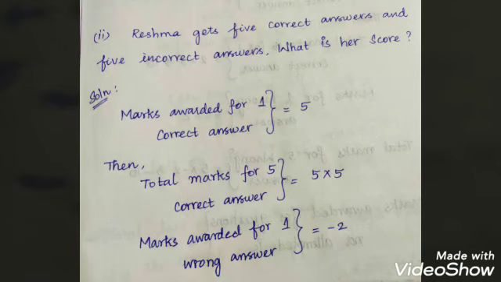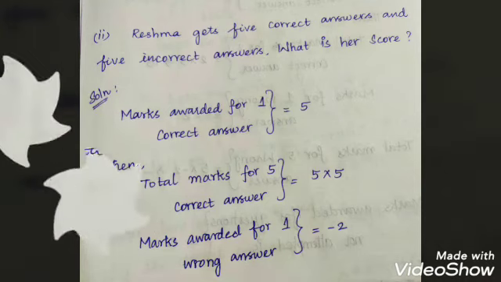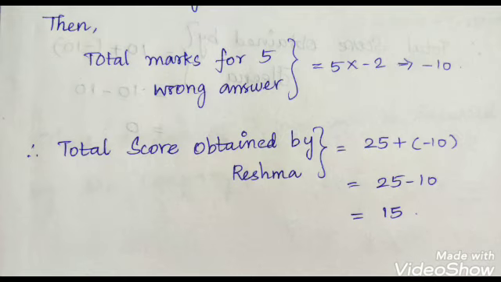Next, Reshma gets 5 correct answers and 5 incorrect answers. What is her score? For 1 correct answer, 5 marks. For 5 correct answers, 5 into 5 gives you 25. For 1 wrong answer, they award minus 2. So for 5 wrong answers, 5 into minus 2 gives you minus 10.